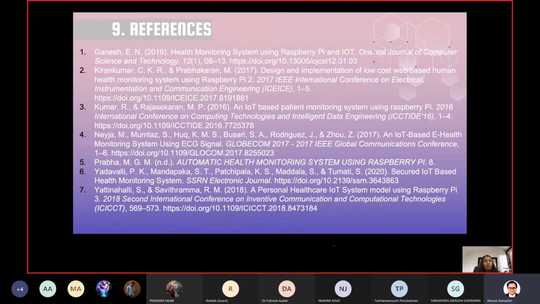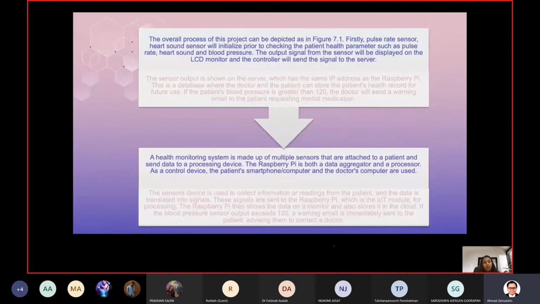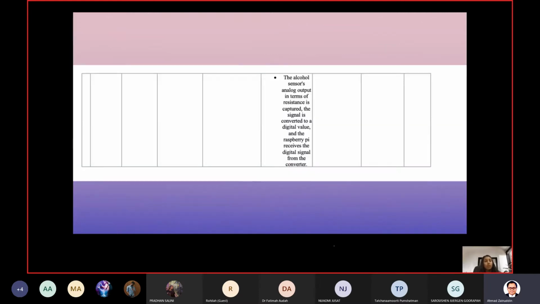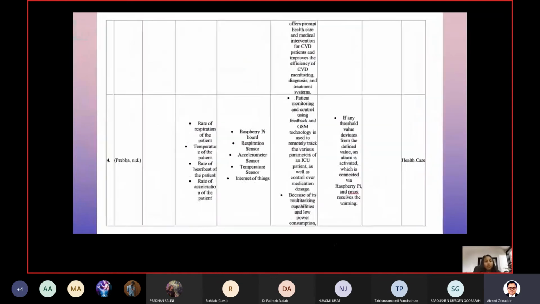So these are my references, where I've taken 7 references. And going back to the methodology, this is the methodology that I have considered, and these are the objectives, research questions, and literature review.